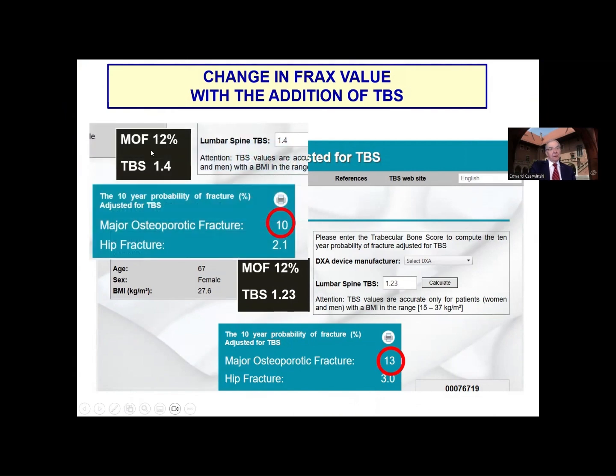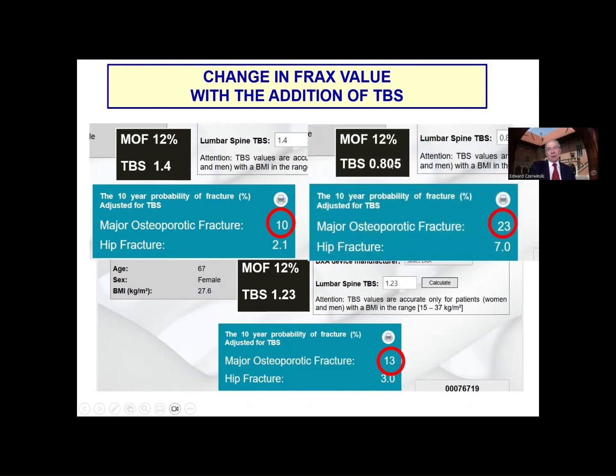But if I put the best one, the fracture risk gets much smaller, 10% instead of 12. And if I put the worst one, 0.84, the fracture risk jumps up to 23, so almost twice. This is the worth of the TBS calculation. Remember, this is an independent risk factor. I strongly suggest you use it.